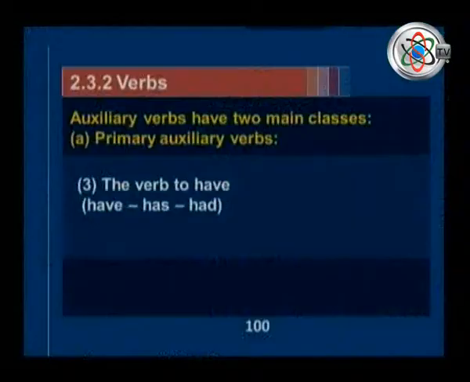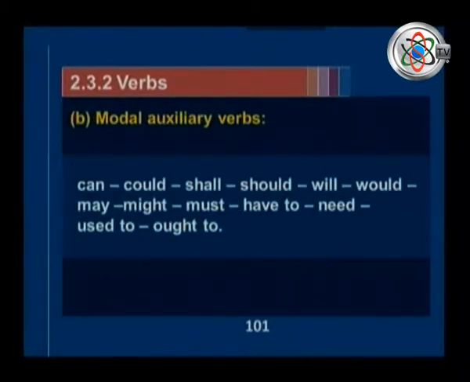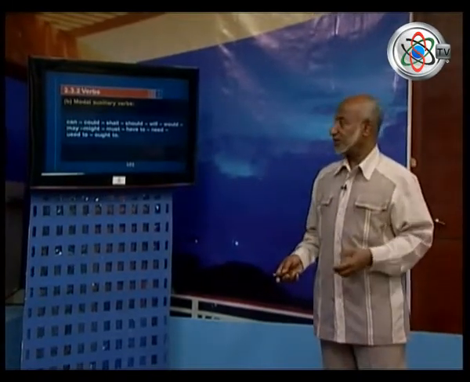And now let's have auxiliary verbs, which have two main classes. Primary auxiliary verbs, the verbs to have. These are primary, initial: have, has, and had. And now let's have can, could, shall, should, will, would, may, might, must, have to, need, used to in the past, ought to. For example, I ought to prepare myself better for the upcoming exams.